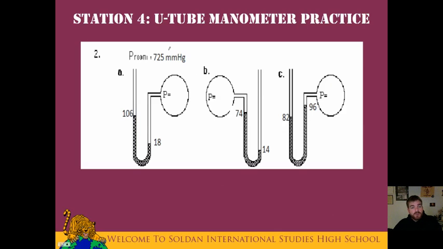Okay, this time the room pressure is different. It's 725 pushing down on this side. The bulb pressure here is higher because the mercury level is being pushed down more. So this must have a higher value than 725. The difference here is 106 minus 18. Oops, I aligned that wrong. Let me rewrite that. 106 minus 18. 16 minus 8 is 8.